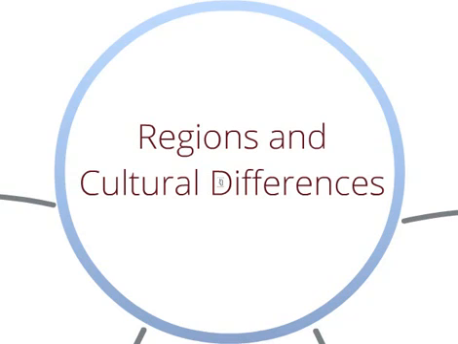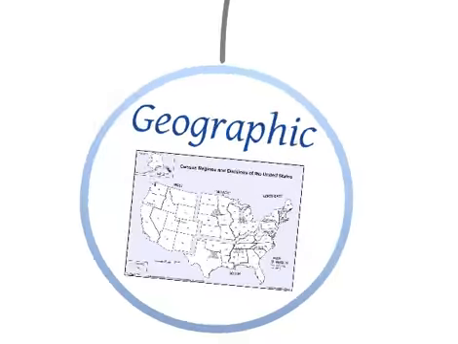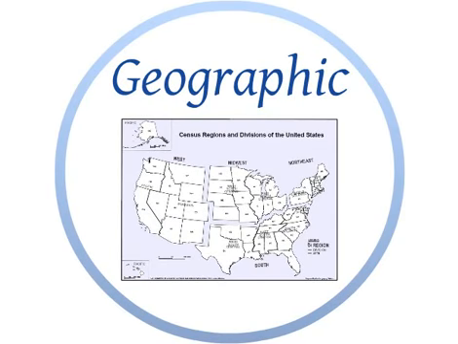Regions and cultural differences. There are many different ways to separate the United States into different regions. The ways that we are going to look at are geographically, by density, politically, and by religion. The first way to separate different regions is geographically. This just means where the region is located on the map.